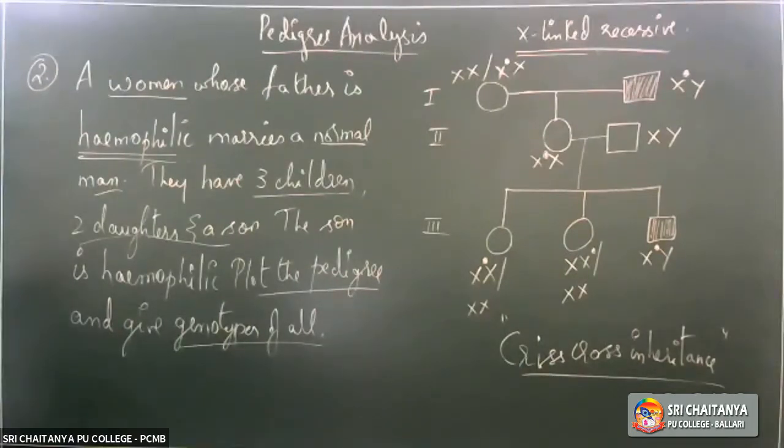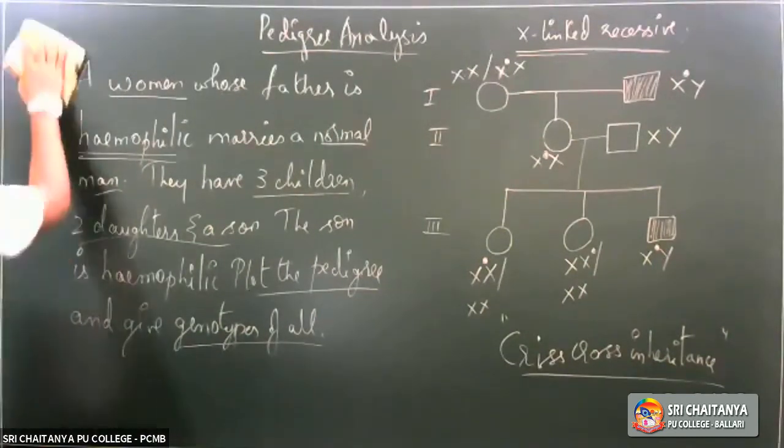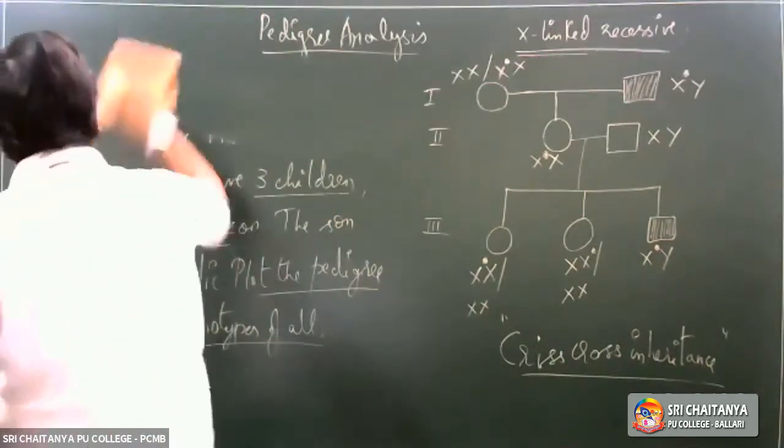Now, till now what we have seen is, if a question is given, how do we plot a pedigree? But now we'll see, if a pedigree chart is given, how do we interpret it? Because in most cases in your exam, rather than asking you to plot the pedigree, they'll give you a pedigree chart and tell you to identify what sort of a pedigree it is. So that we'll take up now.